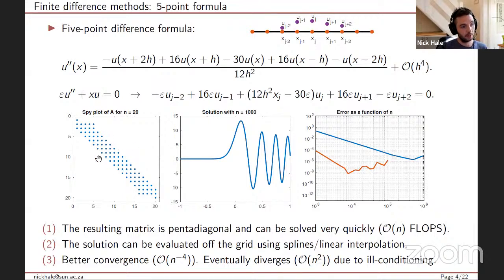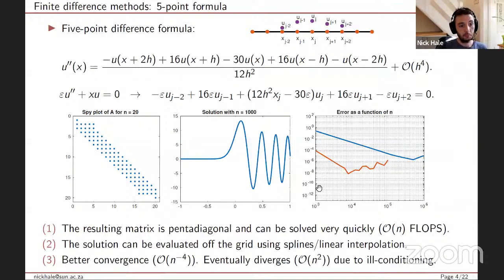Well, the bandwidth of the matrix is increased, right? So it's no longer tridiagonal, it's a pentadiagonal matrix. That's still not too bad. We can still solve it in O(n) floating point operations. The constant will be a little bit higher, but not too much. And what happens to the convergence? Well, since now our approximation to the second derivative was better, O(h^4), our convergence is better as we increase the number of points in our discretization, but we still have this divergence eventually because of the rounding error in the computations.